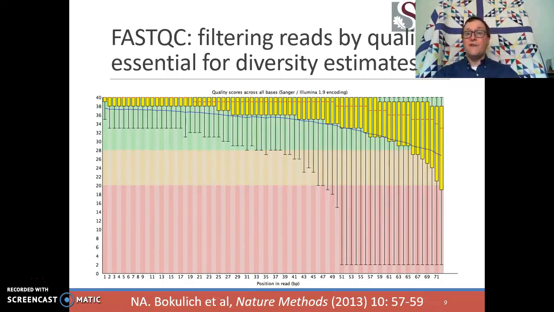FASTQC reflects the fact that these sequences are not by themselves. For every stretch of 40 nucleotides or 72 nucleotides, we also have a set of 72 Phred scores coming alongside that. And those are all included in the FASTQ file. So FASTQC is able to look into these and ask questions like the one that's illustrated here, which is to say, how far into each sequence can I go before typically encountering errors?